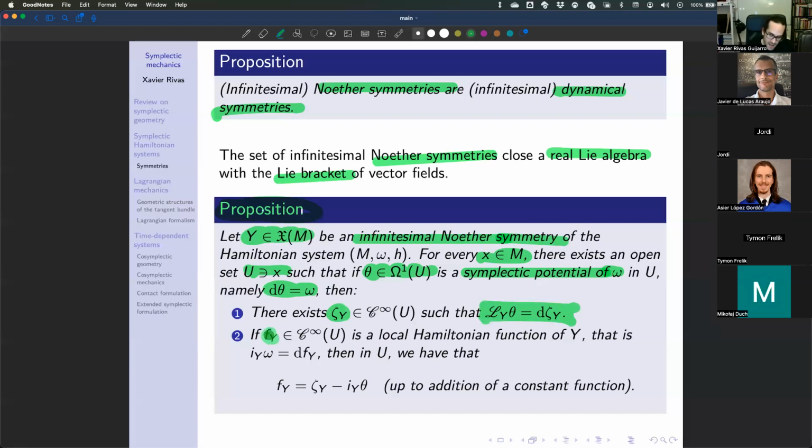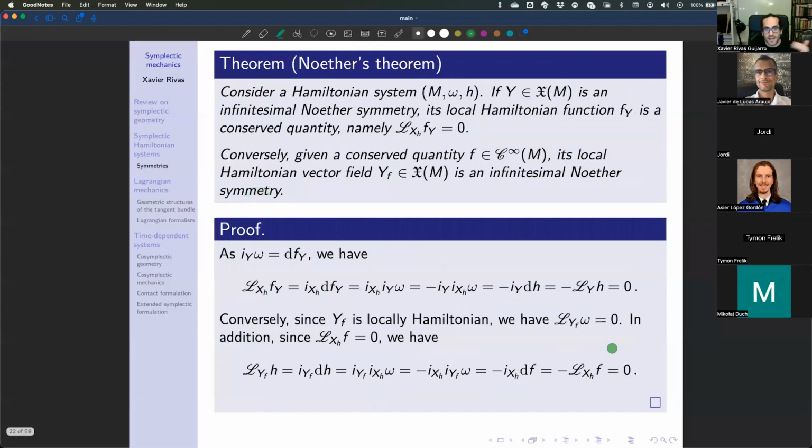And in addition, if f_Y is a local Hamiltonian function, I mean local because it satisfies Hamilton's equation, but only on the open set U, of the Noether symmetry Y, that means that this satisfies Hamilton's equation in U, then we have this thing here. Of course, up to an addition of a constant function. Okay, so with this, let's say, technical result, we can state and prove actually Noether's theorem.